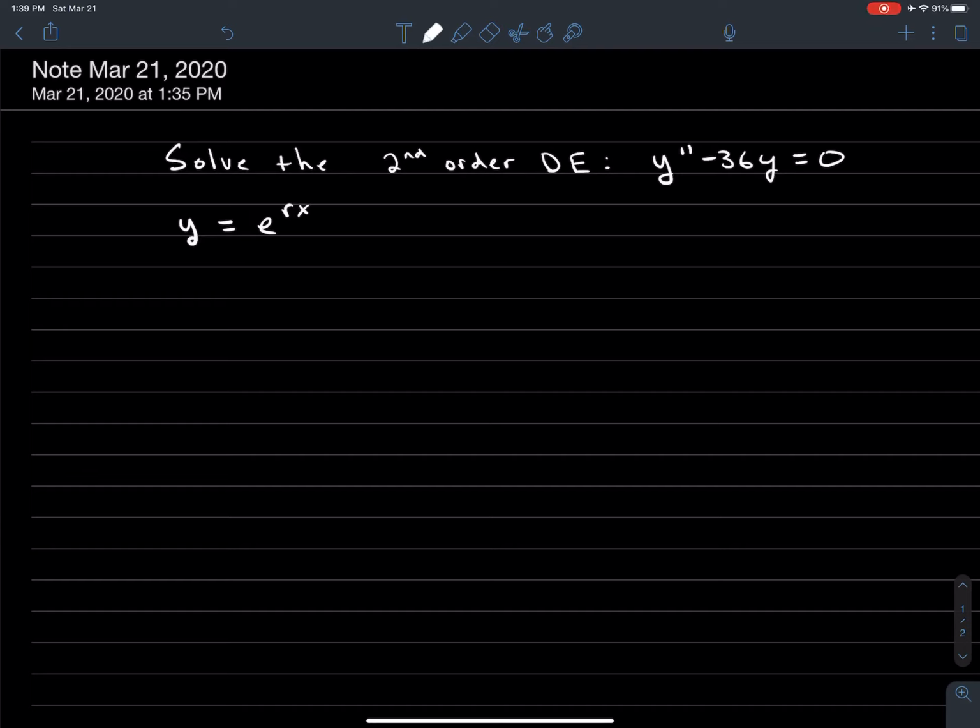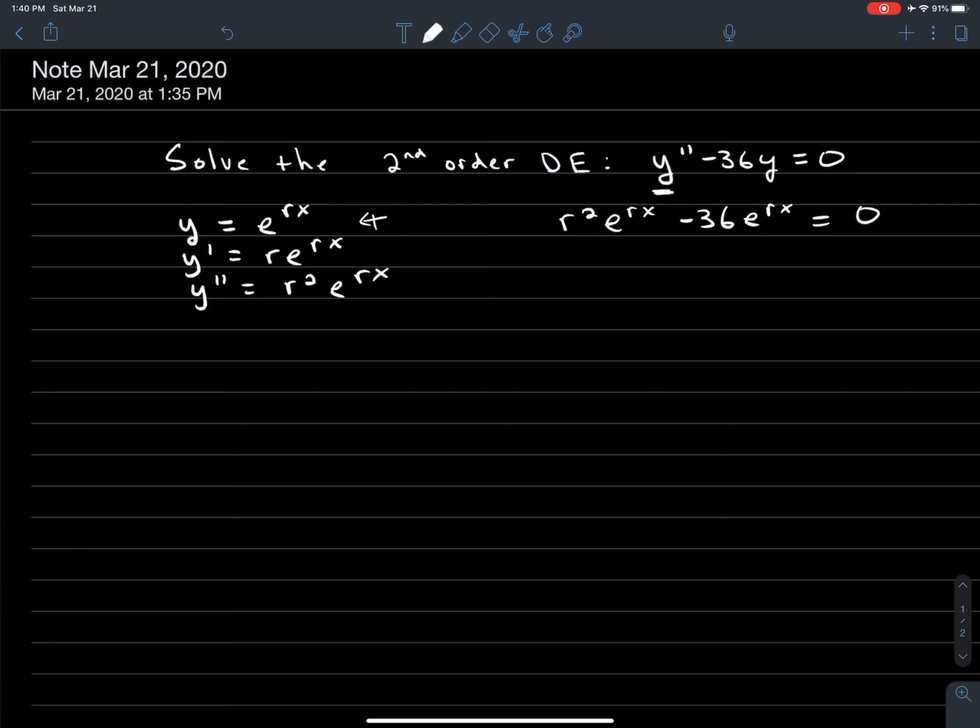So what we're going to do is, this is our guess. We're going to plug it into the differential equation. This is our guess as a solution, so we do need to find the second derivative of this to plug it in. So we take y prime equals re to the rx, y double prime equals r squared e to the rx. And now we're ready to plug it in. So instead of y double prime, we're plugging in r squared e to the rx minus 36, and then instead of y, we'll be using e to the rx equals 0.